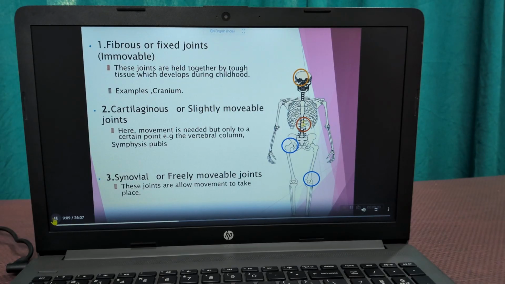As you can see, these are the vertebrae. So in between the vertebrae there are the symphyses, which are a type of cartilaginous joint, and they are also found in the pubic bone.